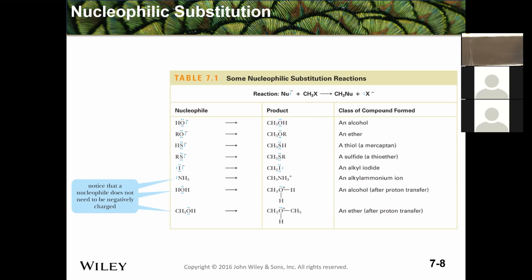Once again, these are just a few of the substitution reactions that we can do. This is a very useful mechanism. Alkyl halides are very useful starting materials because we can convert them into so many other products. For example, alcohols, we can make ethers, we can make thiols, sulfides. We can make iodides from chlorides or bromides. We can make amines or ammonium salts.